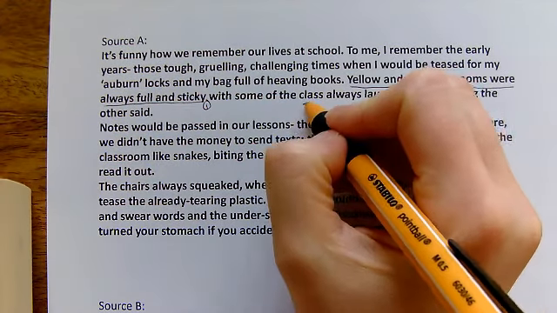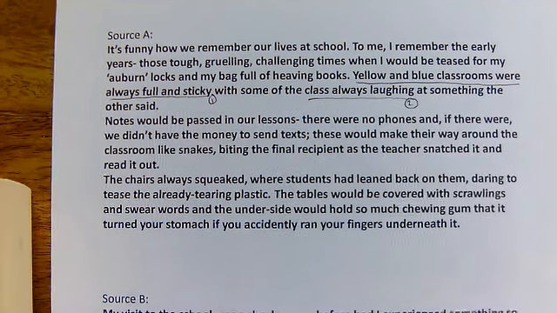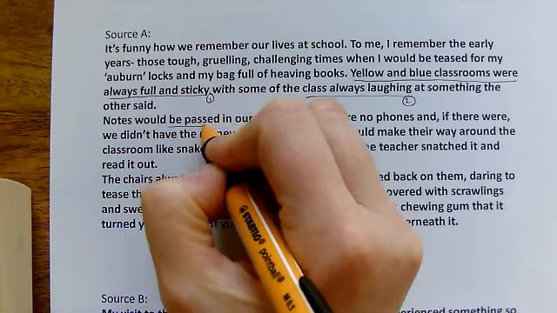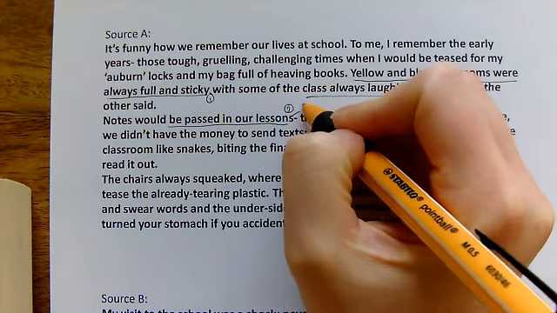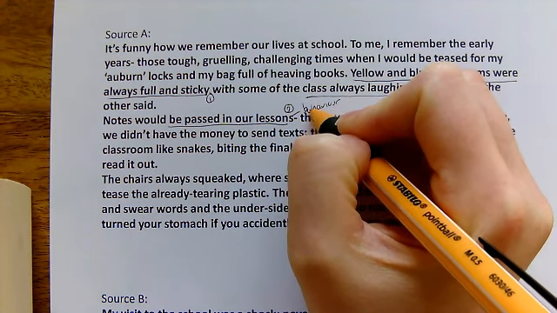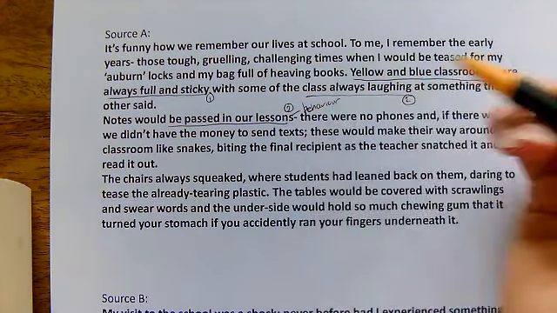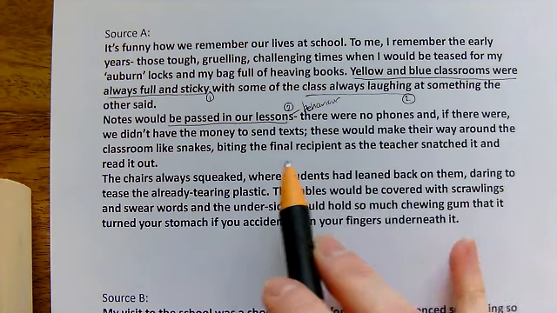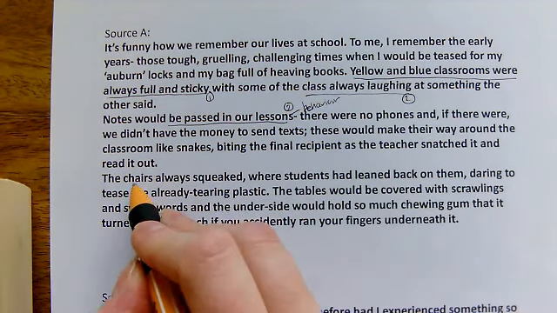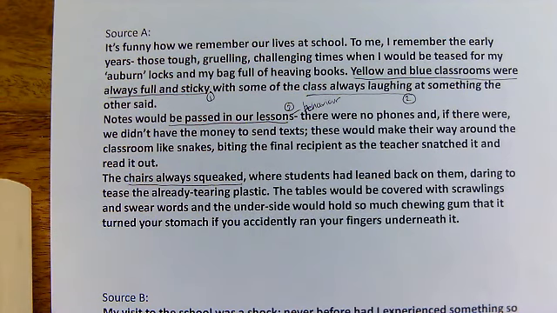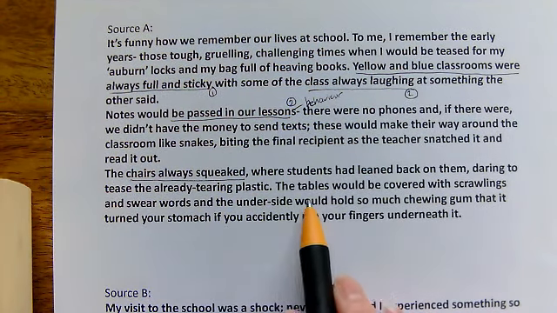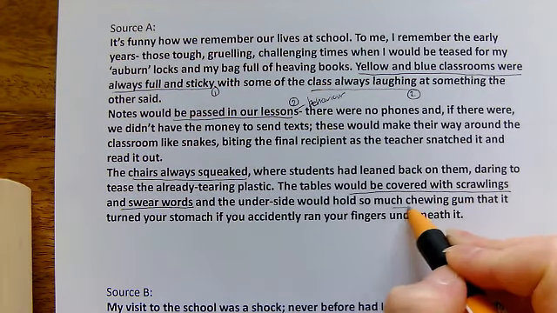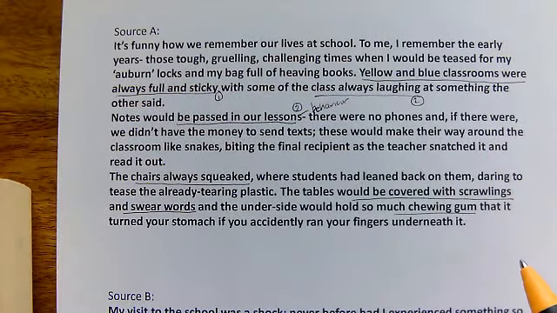Class always laughing. That might be another point. Notes would be passed in our lessons. That's kind of about behaviour, so that might be relevant, and I'm going to put that in there just to remind myself that I'm talking about behaviour. There were no phones, not relevant. Teacher snatching it might be relevant, but it's probably not. Chairs always squeaked. That's about the school. Tables would be covered in scrawlings and swear words and chewing gum. So these are the main things that I think are going to be relevant to the question.